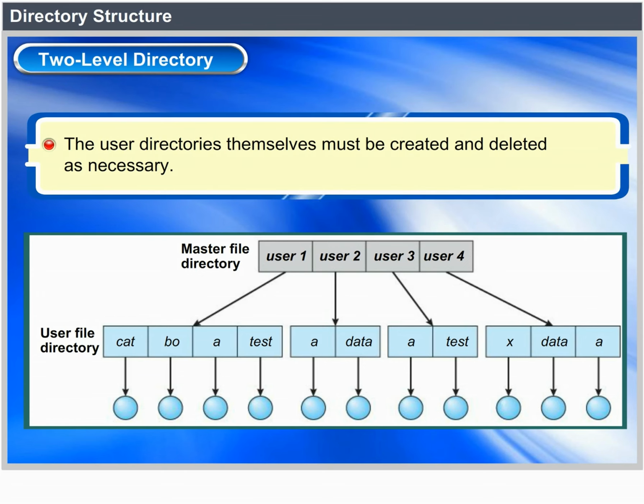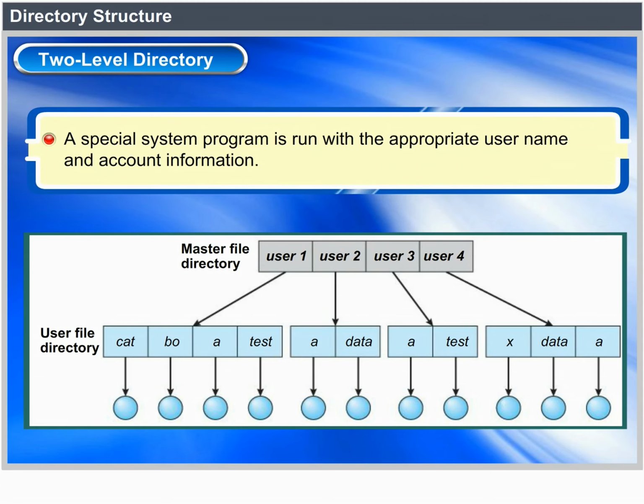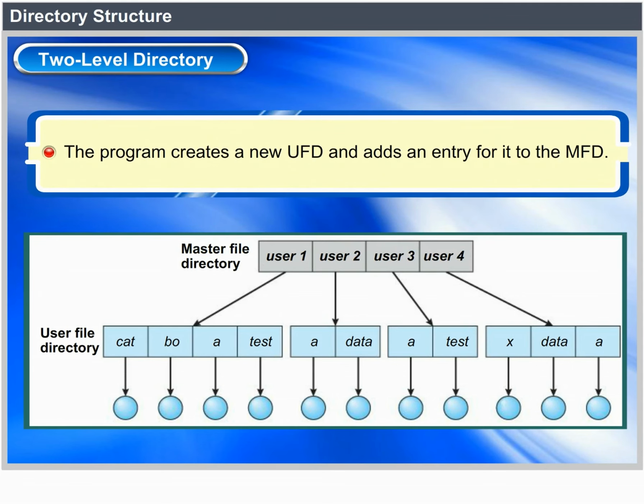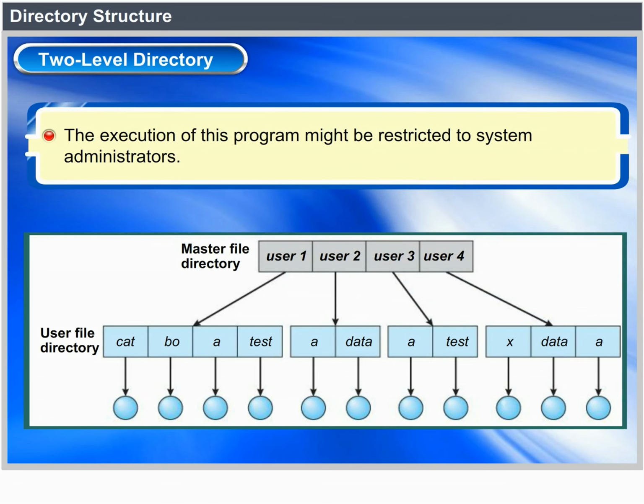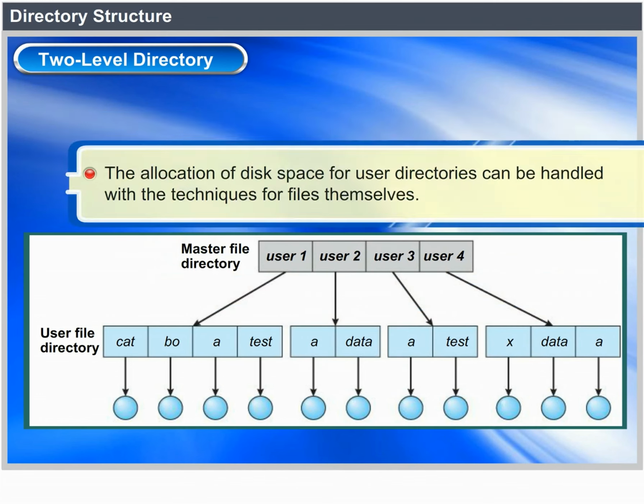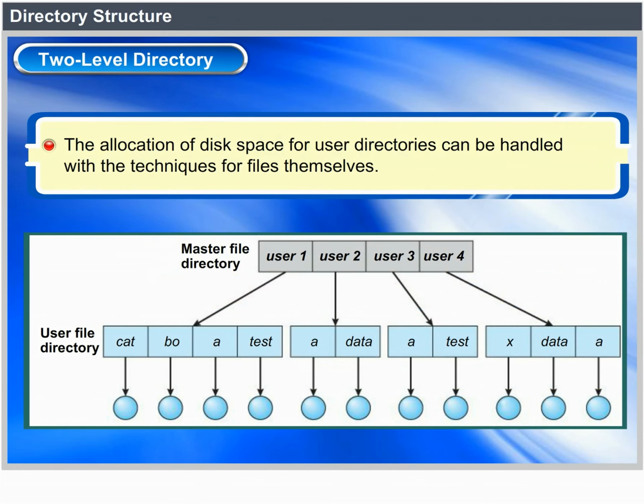A special system program is run with the appropriate username and account information. The program creates a new UFD and adds an entry for it to the MFD. The execution of this program might be restricted to system administrators. The allocation of disk space for user directories can be handled with the techniques for files themselves.